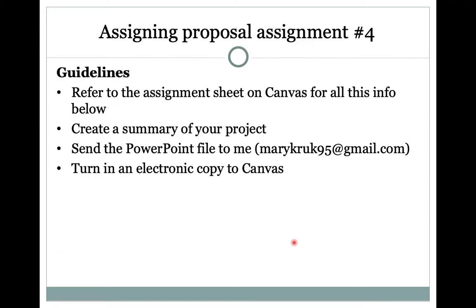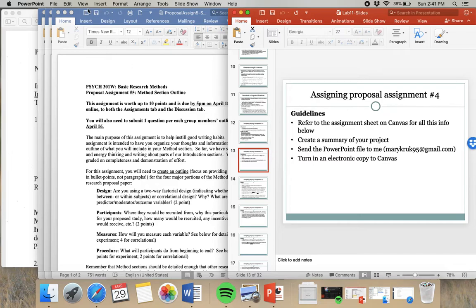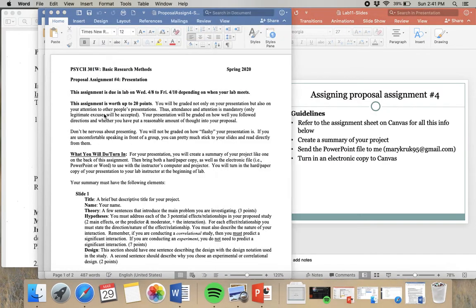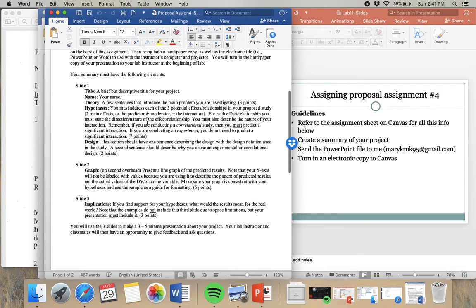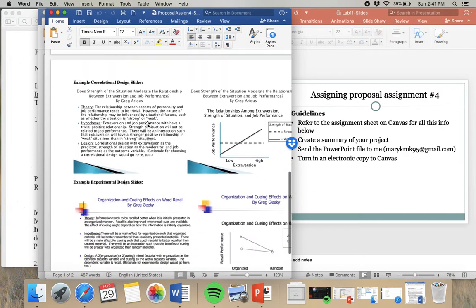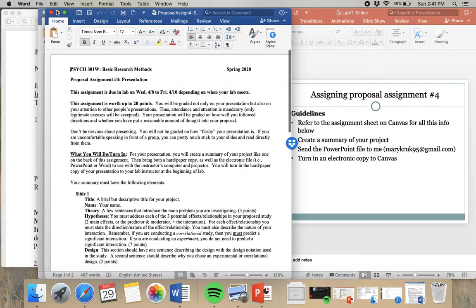So, refer to the assignment sheet on Canvas for all the information I'm about to give you. You're basically creating a summary of your project in PowerPoint. You'll send the PowerPoint file to me, and you'll also turn in an electronic copy to Canvas. So let me show you the assignment sheet. It looks like this. Here's the assignment sheet. All the information I'm about to give you is on this sheet, so please refer back to that for questions.